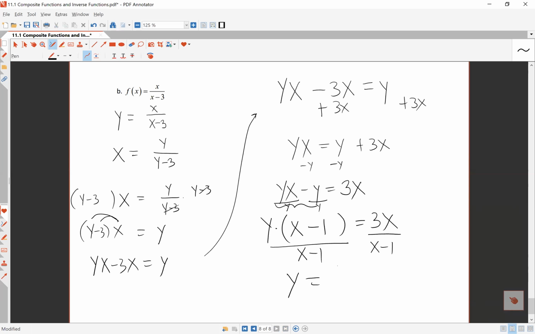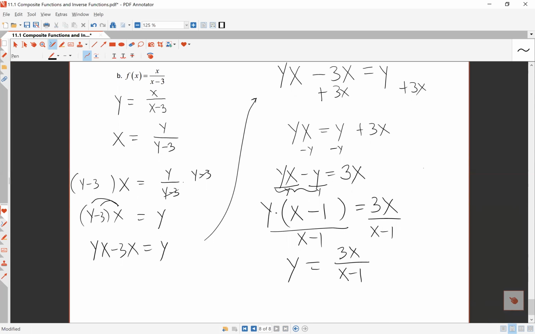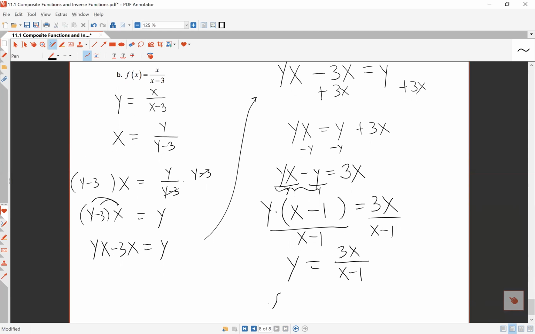We get y is equal to 3x over x minus 1. Now don't forget the last step. We have found that the inverse of f is 3x over x minus 1. And that's how you find the inverse of a function given as an equation.